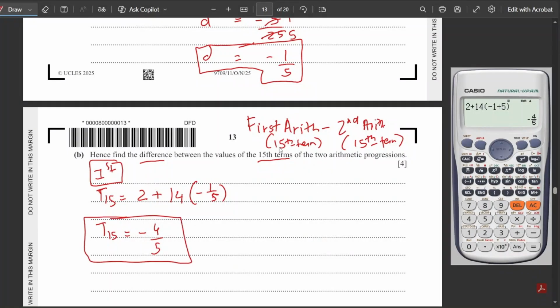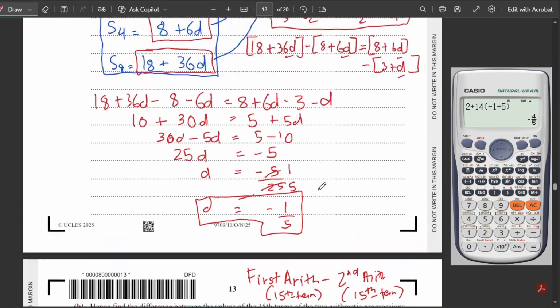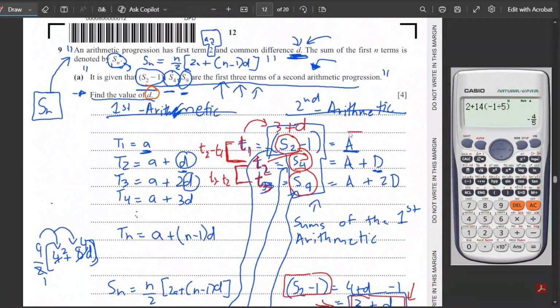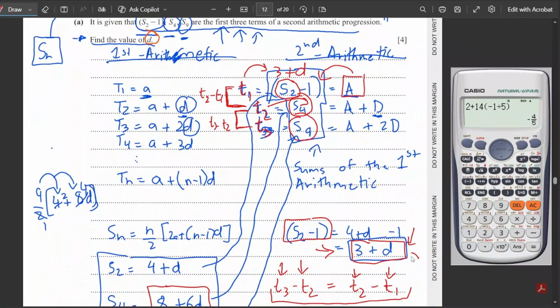Now let's find it for the second one. But you're going to realize for the second one, it's not going to be that easy. If you try and find t15, it's going to be equal to a plus 14 capital D. Do we know a? Maybe. So we do actually know a. This a term is basically equal to s2 minus 1. And we know that s2 minus 1 is 3 plus d. Since we know the value of d, we can solve 3 plus d out. d is minus 1 over 5. So this is equal to 3 minus 1 over 5, which is 14 over 5. 14 over 5, this is the value for a, capital A.